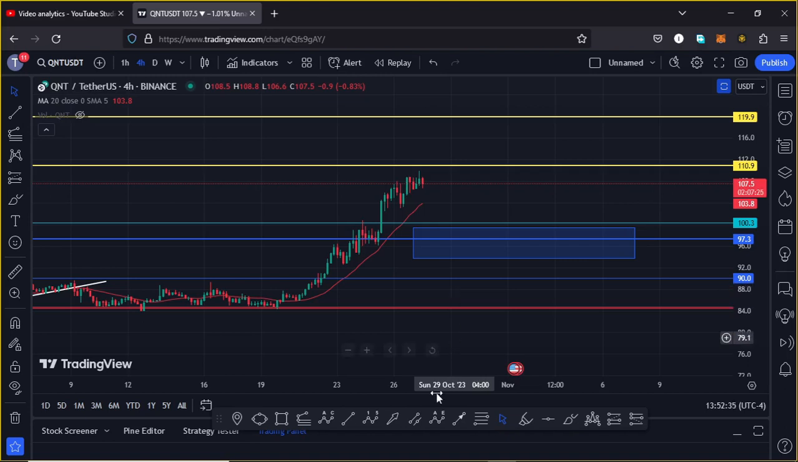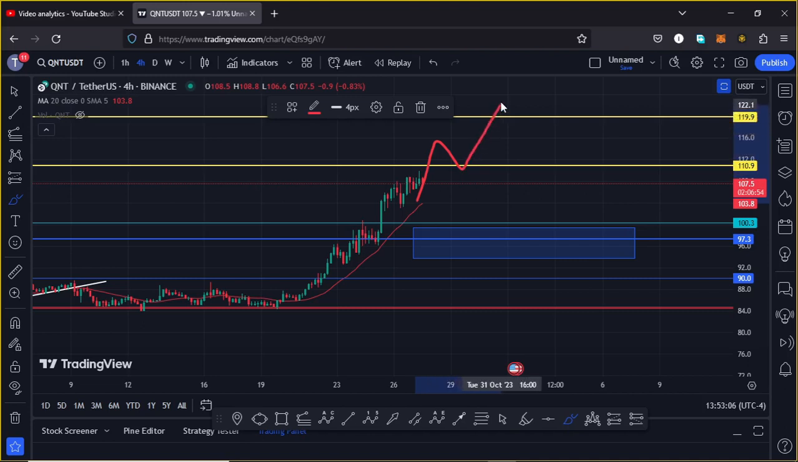And at the time of this recording, QNT continues to hold above support at around the $100 mark, which is now acting as support for us to continue gearing up. We also continue to hold above the 20-day MA on the 4-hour chart, which is also acting as support. And the next key area of resistance that we need to break above is at around the $110.9 mark, and a break above that with a retest, then we can easily see QNT get above the $120 mark in the next coming days.